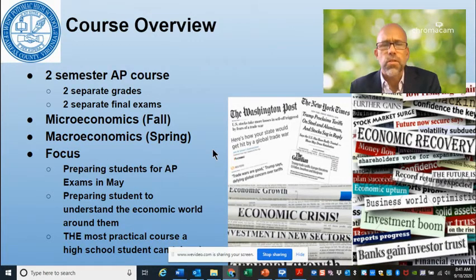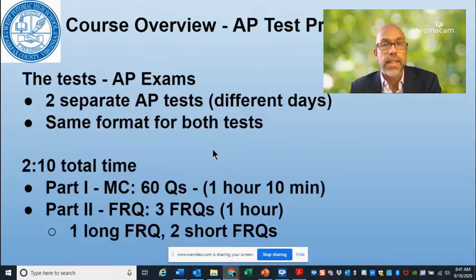But really, it's also to prepare students to understand the economic world in which we live. And I really consider this one of the most practical courses that a high school student can take. The exams themselves are two separate exams. Each one is 2 hours and 10 minutes. They take place on two separate days, but the format is really the same.